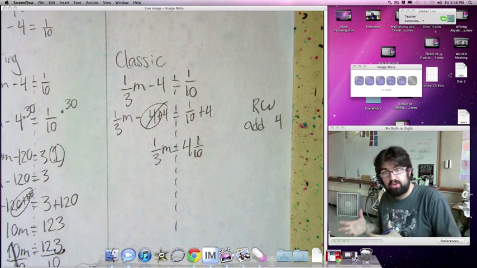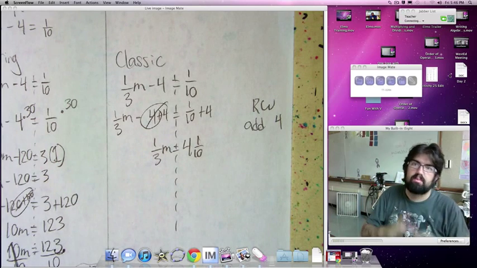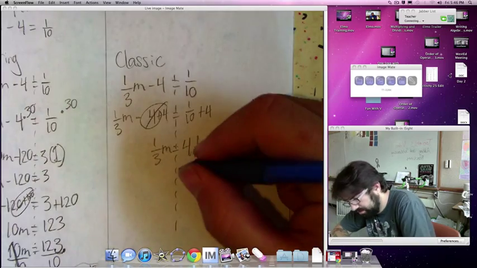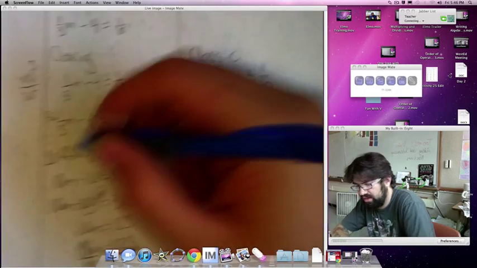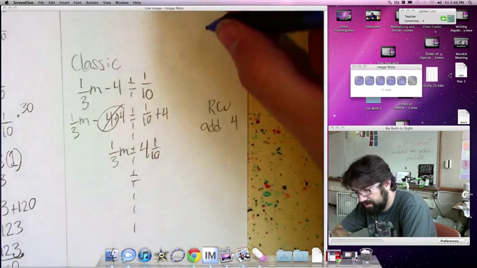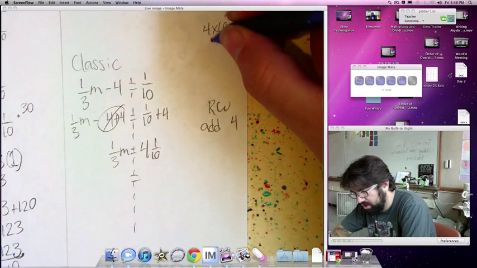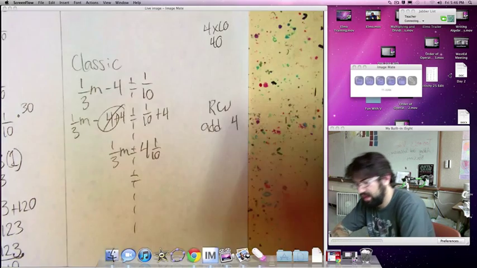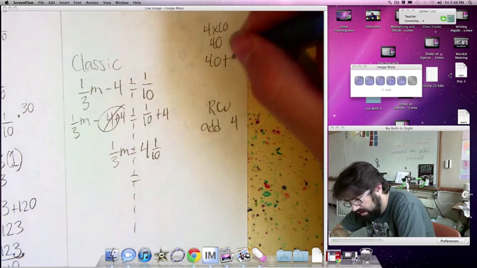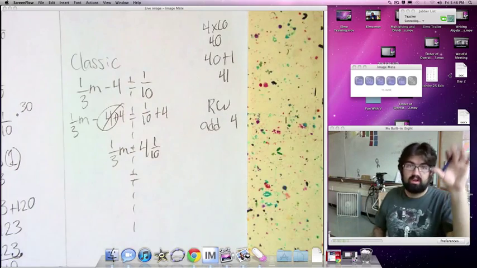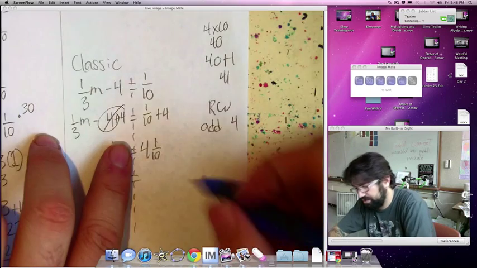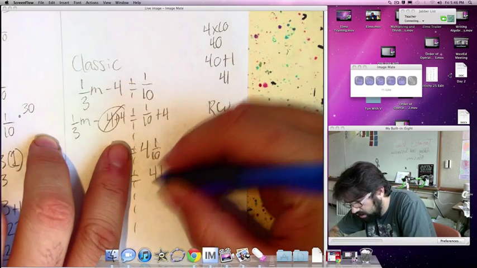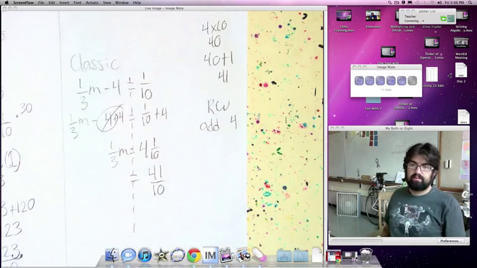So let's turn the mixed number into an improper fraction. And I'll show that over here. 4 times 10 is 40, right? And I'm going to take 40 plus 1, and you get 41. So that's going on top of this fraction right here. So this is 41 over 10, right?